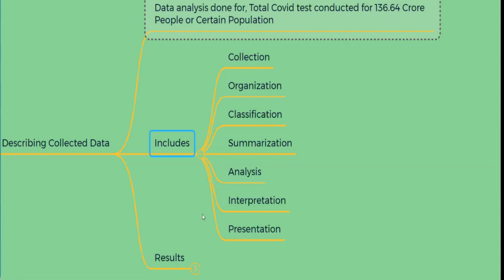Then the summarization part. In the summarization and analysis part, what we will do is, suppose in one particular area I'm conducting a test, and I have found that out of 100 people, more than 50 people are having COVID positive. Then immediately I may announce that region as a red zone area. Similarly, in another area I'm testing, only 20 to 30 percent of people are having COVID positive. Then I can assign it as a yellow region.